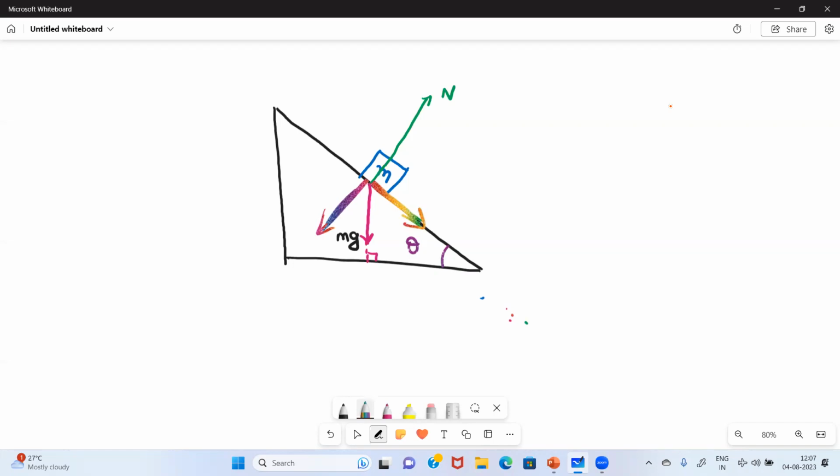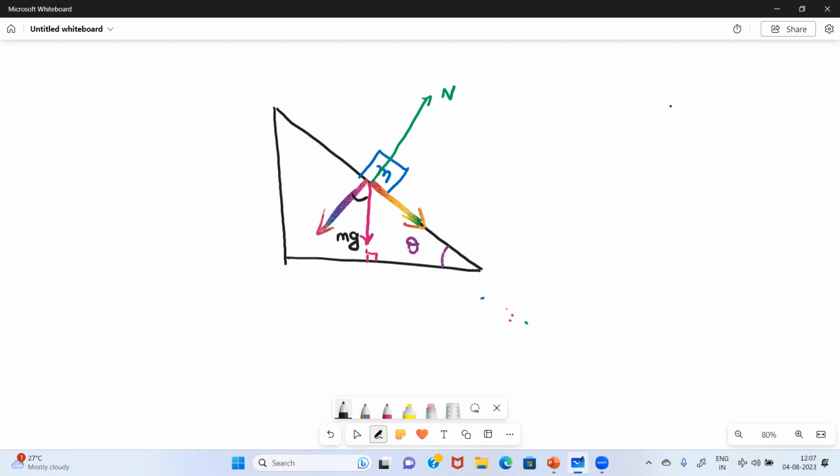I am resolving this mg into two components. One parallel to the plane, another is what? Perpendicular to the plane. Now, can you guys tell me what is this angle? And why? What is this angle? Theta. Because the other angle is what? 90 minus theta, right? We just found 90 minus theta. But total angle is how much?